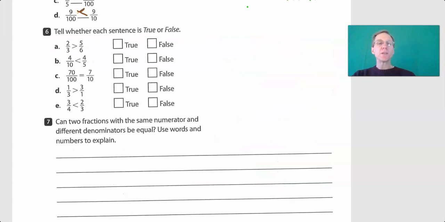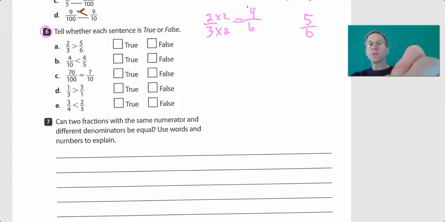Okay, so we're going to look at this next section here. It says tell whether each sentence is true or false. So we're going to look at 2/3 and compare that to 5/6. We want the denominators to be the same so we can compare. Well, if we double the number of slices to make a whole, we'll get 6 parts. And that means we have to double the number of slices we have. That's 4. Now we can compare. And 4/6 is less than 5/6. So 2/3 should be less than. Oh, they got that one wrong. 2/3 is less than.